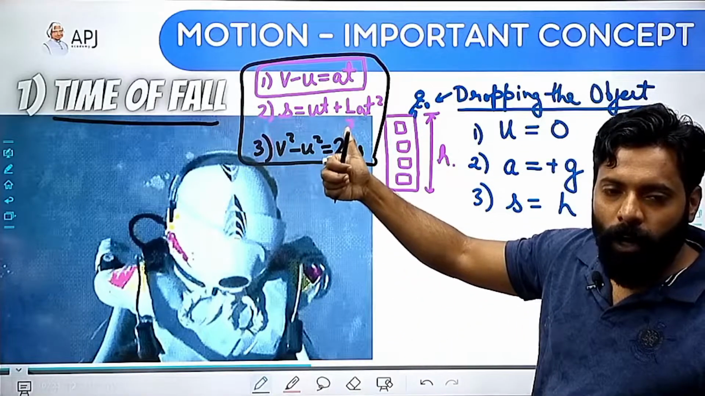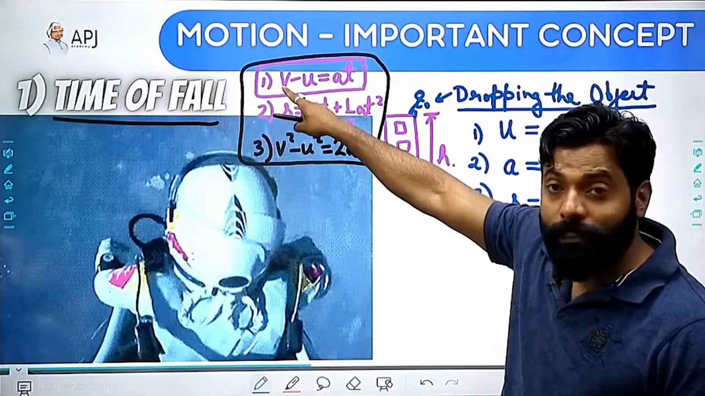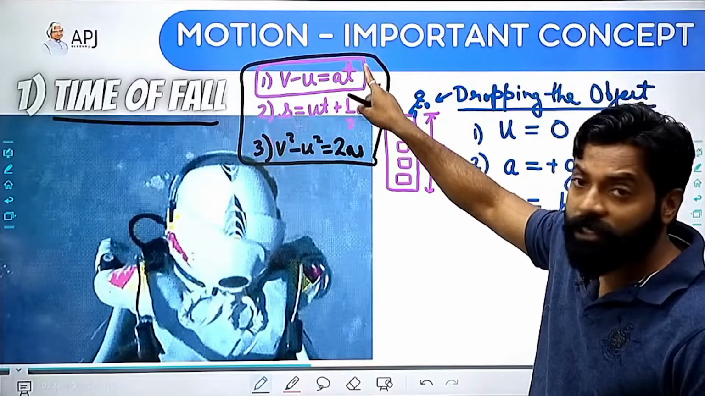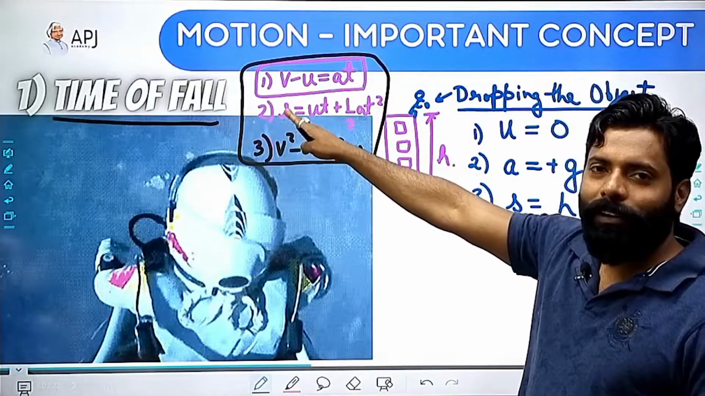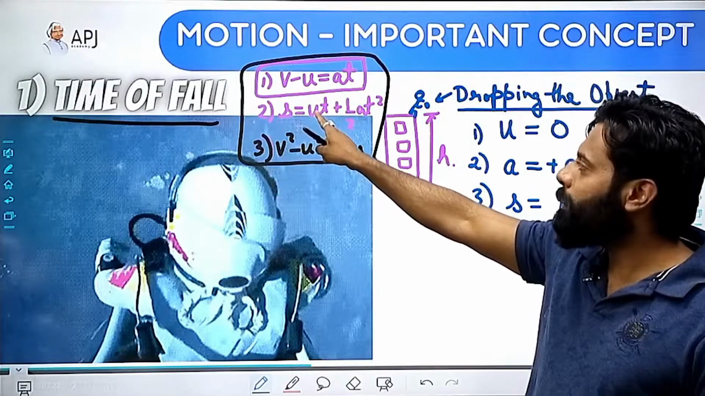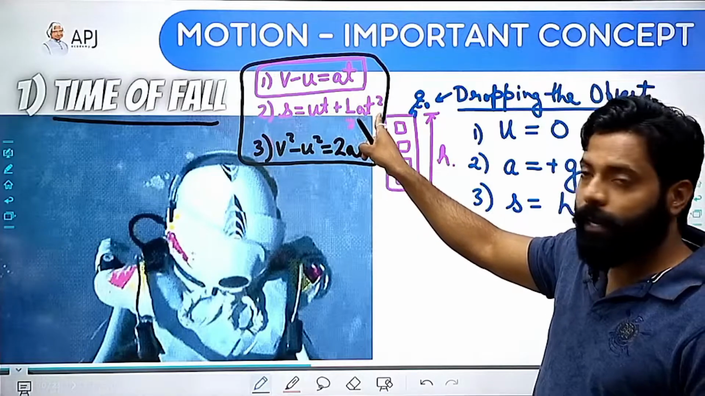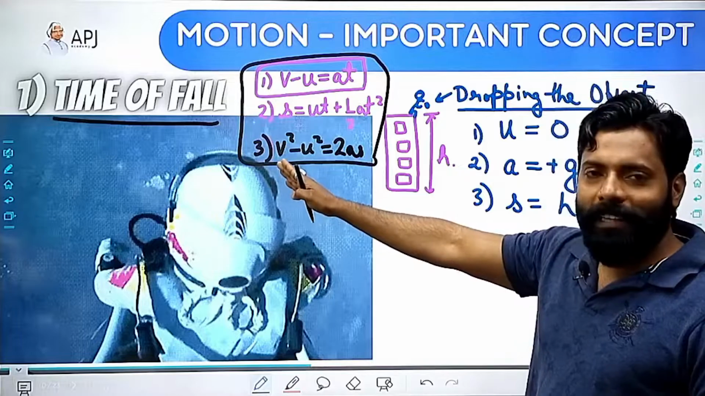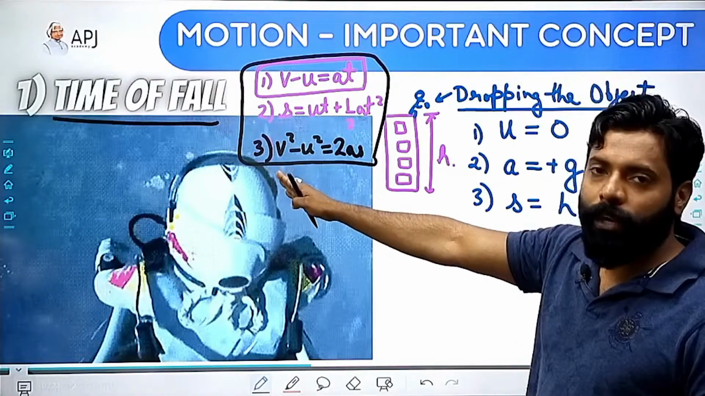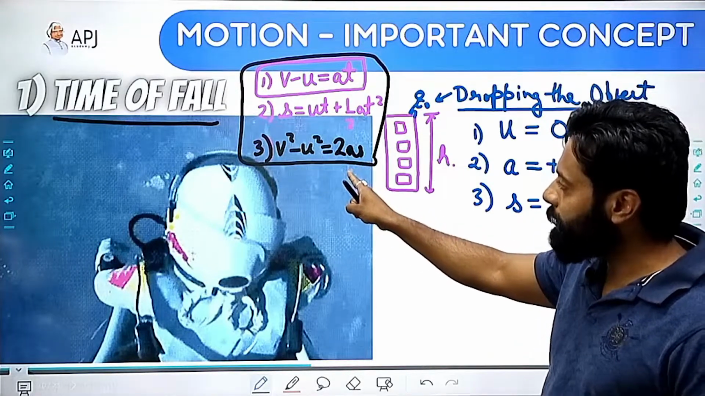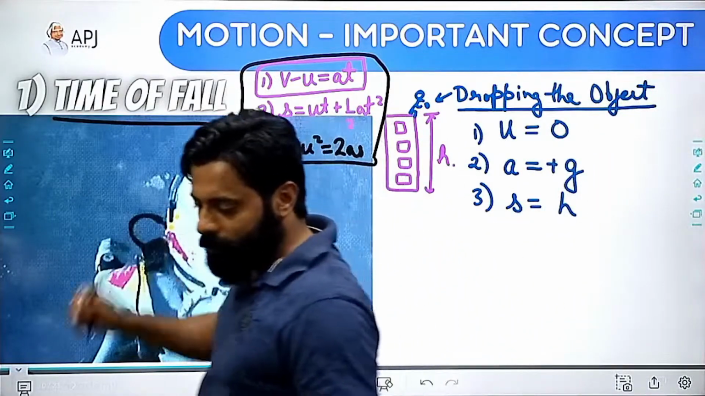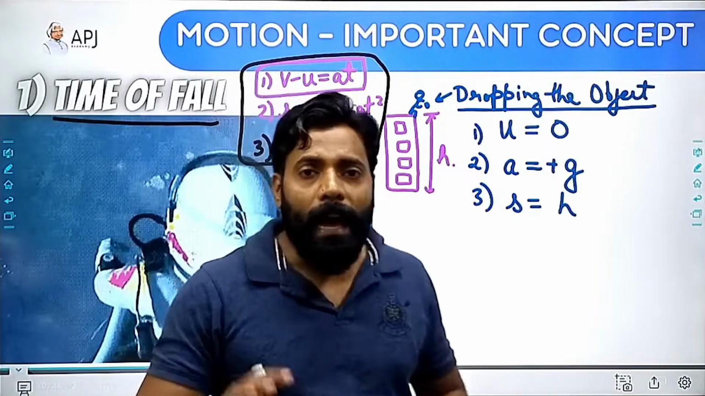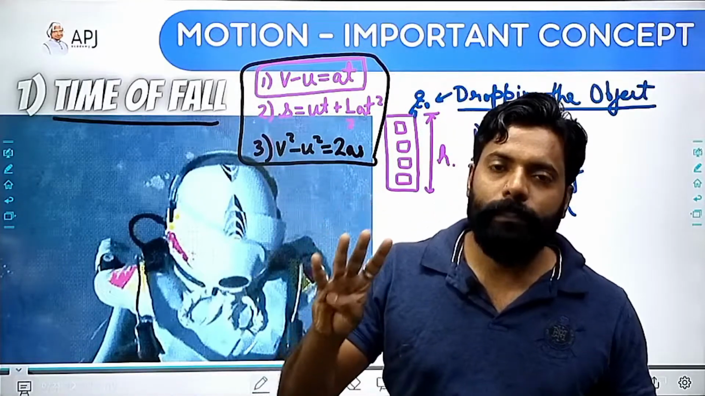Come on. See, the first variable is V, second variable is U, third variable is A, fourth variable is T. Here also the first variable is S, second variable is U, third variable is T, and the fourth variable is A. Here in the last equation, the first variable is V, second is U, third is A, and the fourth is S. So in all these equations of motion, we have four variables.